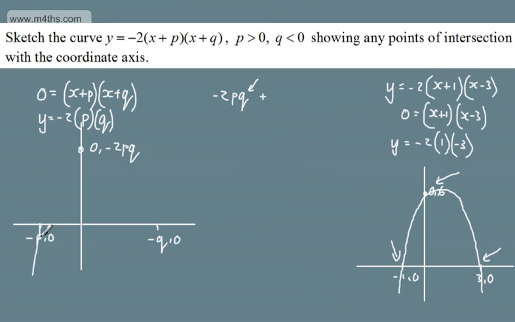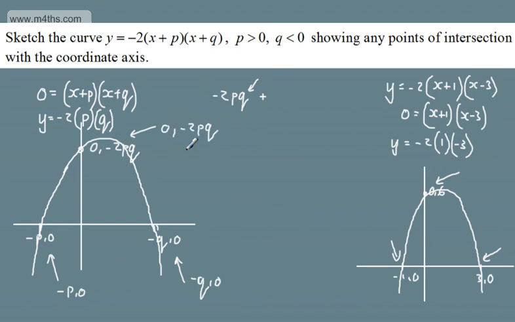All I'm going to do at this stage now is sketch the parabola. The parabola, something like so, will come through, then we'll come through this point, and it'll look, give or take, something like that. So this point right here, we've got (-p, 0). This point right here, we've got (-q, 0). And then the point right here, we have (0, -2pq). So we've gone ahead, sketched that using the information that we're given, and these are the points of intersection with the coordinate axis.